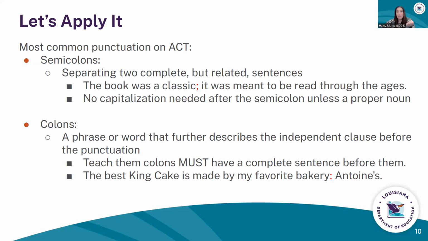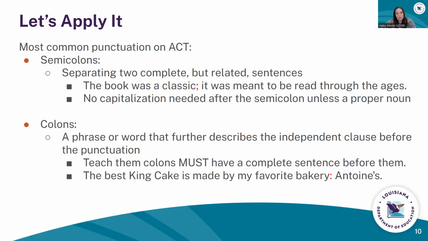So, "The book was a classic." That's a complete sentence. "It was meant to be read through the ages." Another complete sentence that is further describing the book that we were talking about in the first independent clause. So I can put a semicolon there and it would be correct. Obviously, you can put a period there and capitalize it, but this makes it a little bit more varied in sentence structure. So if students ask, why can't I just put a period? You can talk about how varying sentence structure in writing is essential to engaging your readers and keeping them from getting bored with repetitive, choppy sentences.